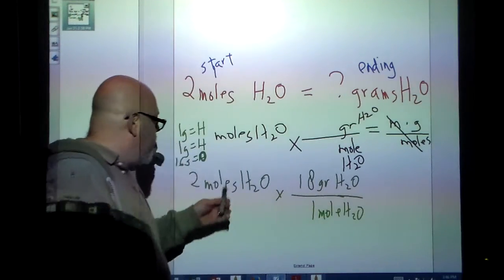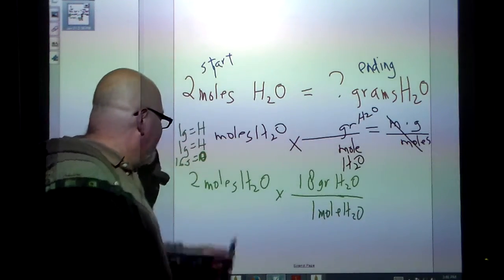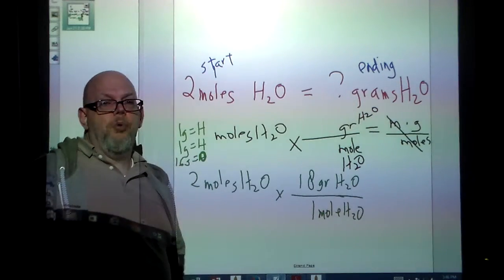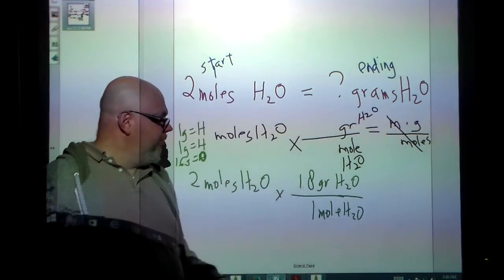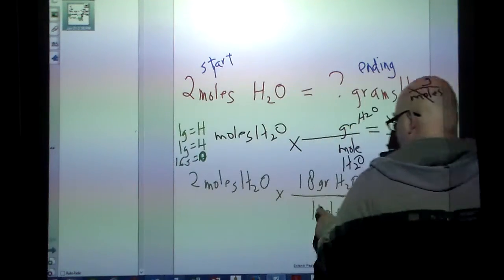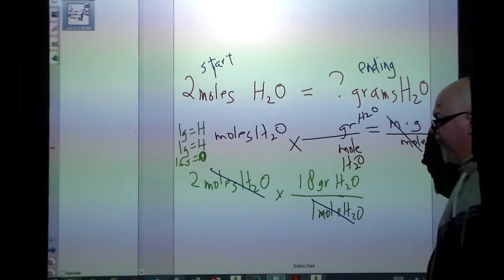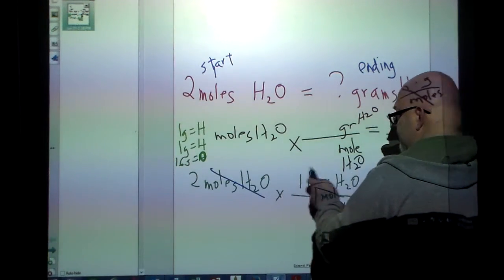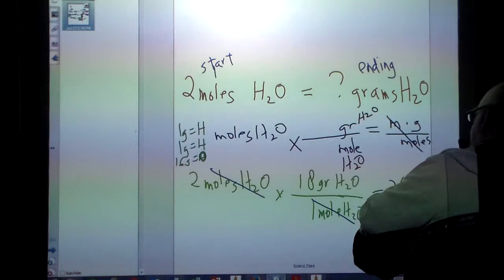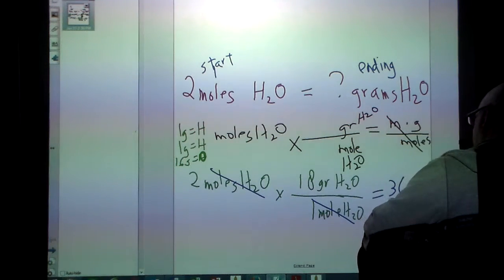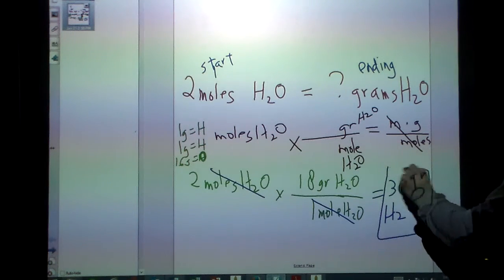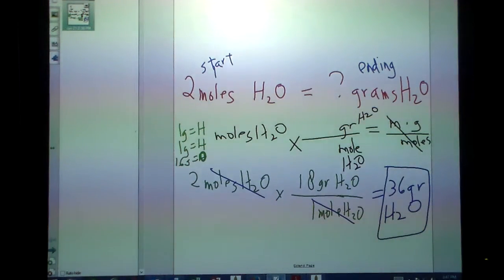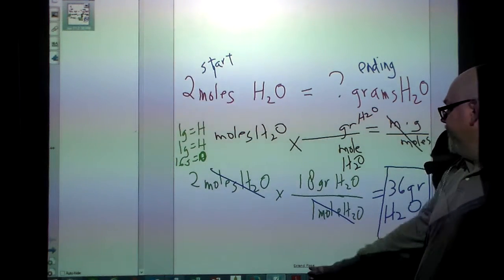Now I already know that the moles will cancel out. Now, does it make a difference if it's moles versus mole? No, absolutely not. So that cancels out, and then I'm left with grams. So I cancel it out, and I go 2 times 18 equals 36 grams of water. And that would be my final answer. So that's one example of that.